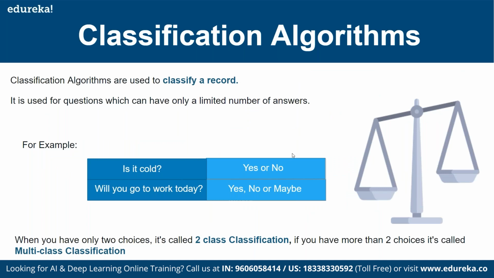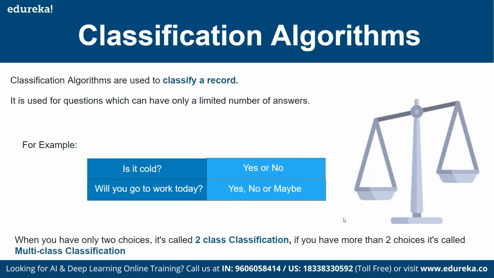So is it cold, yes or no, predefined labels, right? Will you go to work today, yes, no, or maybe? Three classes. So for example, in case of identifying the sentiment of a particular text, say a movie review, I can have positive, negative, and neutral, right? Someone who has said that the movie is okay. It's not very good, it's not very bad, it's okay. So it's a sort of neutral. So we have three classes in that case, right? If there are two classes, it's called a binary classification problem or a two-class classification problem. If there are multiple classes, as in this case, it's called a multi-class classification problem.